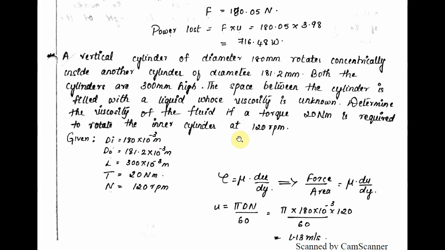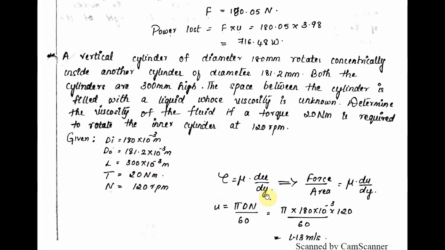at 120 rpm. So diameter of inside is equal to 180 into 10 to the minus 3 meters. Diameter of outside is equal to 181.2 into 10 to the minus 3 meters. Length is equal to 300 into 10 to the minus 3 meters. Then T equal to 20 Newton meter. N is equal to 120 rpm.